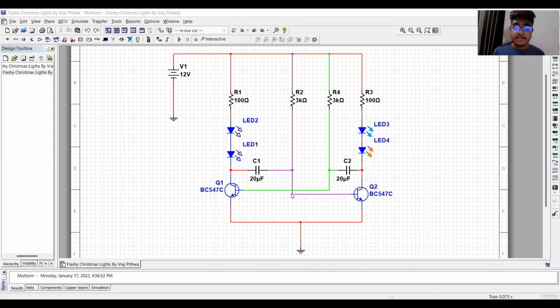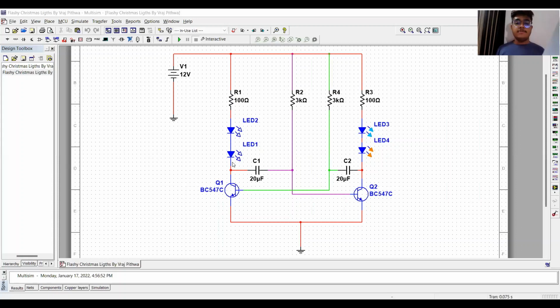The base of the transistor has a threshold voltage of 0.7 volt. Below that voltage, the transistor will remain open. At the collector, the voltage will be the supply voltage. The resistors which are in the middle are much higher in value than the outer ones. As you can see, R2 and R4 are 3 kilo ohm and R1 and R3 are 100 ohms, which are series resistors for these LEDs.